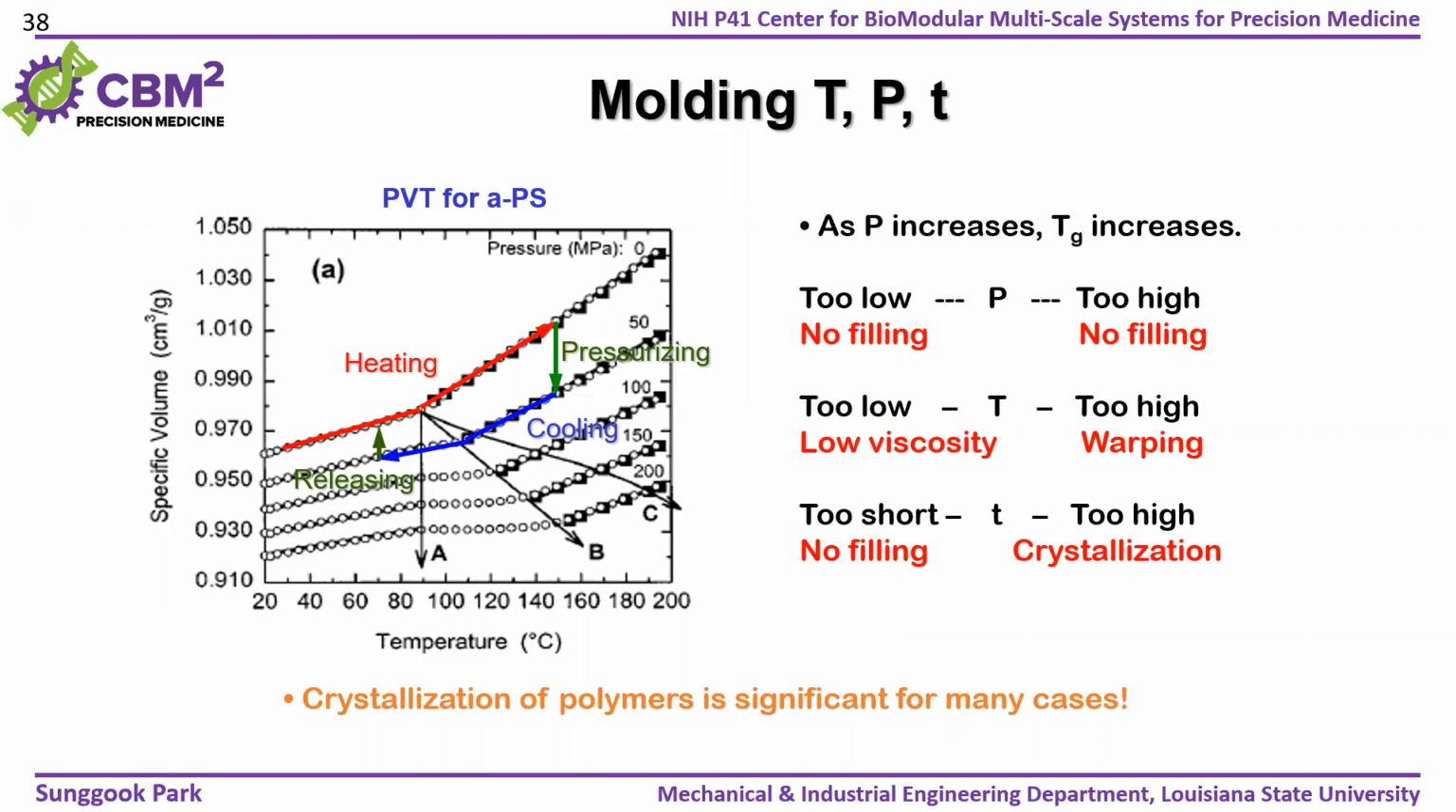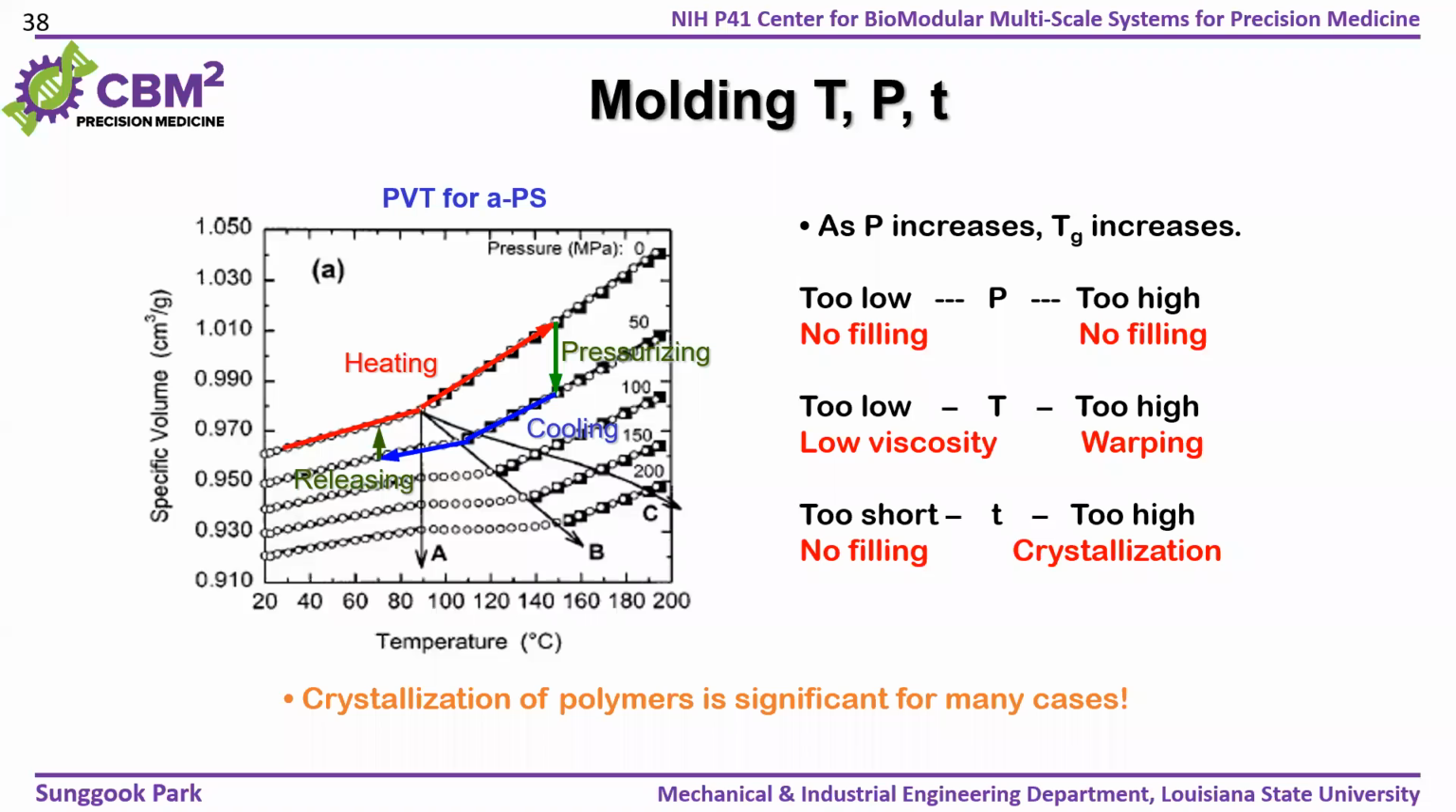Okay, so now let's just try to follow the nano imprint process or hot embossing process. What do we do? We start from room temperature and increase the temperature above Tg of the polymer. And then what are we doing? We apply pressure, right? We apply pressure.